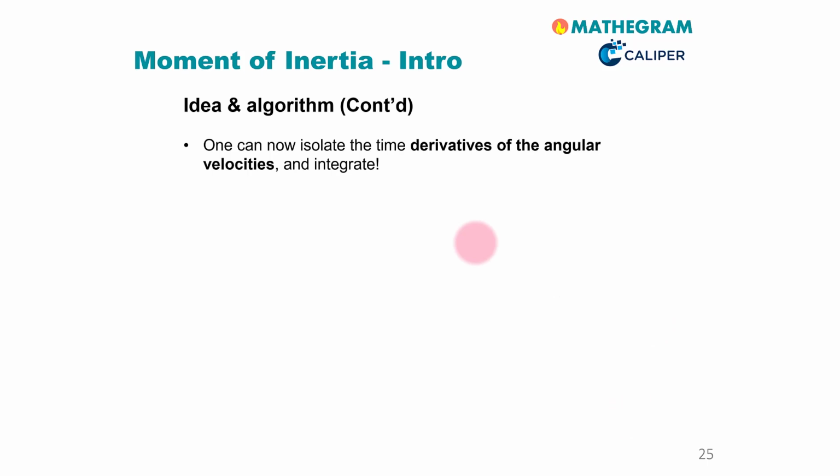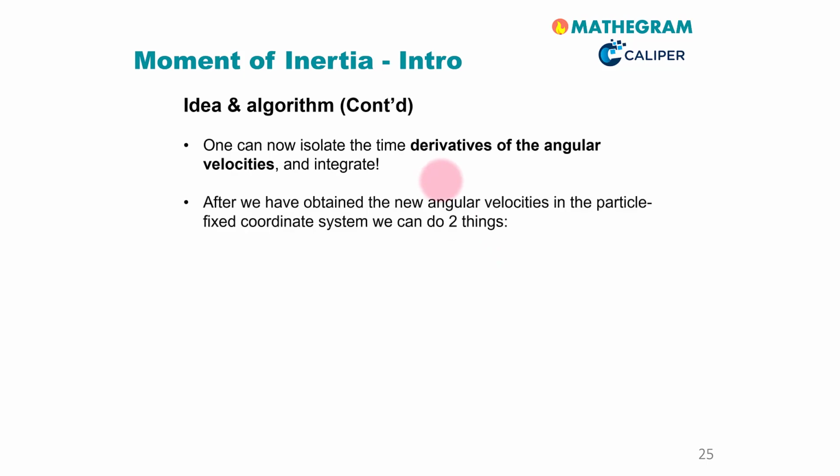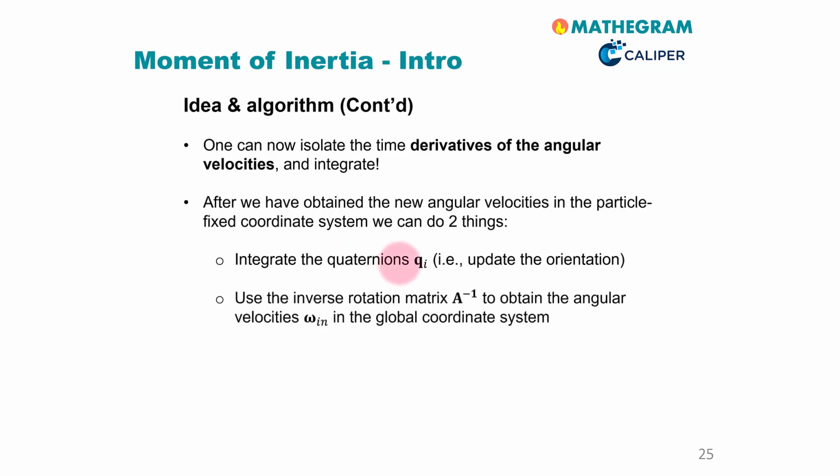So we can now isolate these time derivatives of the angular velocities. You have seen it on the last slide. And after we have obtained these angular velocities, we can do 2 important things. First, of course, we would like to update the quaternions to update the orientation of the non-spherical particle. And second, we can use the inverse rotation matrix to obtain the angular velocity omega in the global coordinate system. And this is what we could not have done before without this smart transformation.